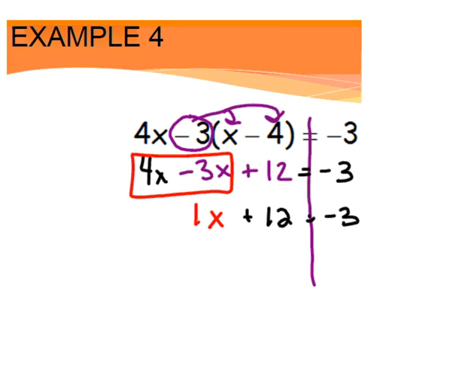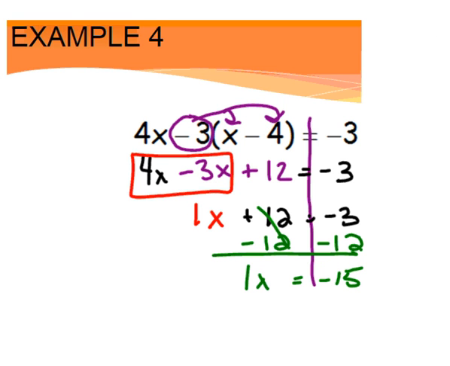Now that we've got all the simplifying out of the way, the combining like terms and the distribution, we can start to solve. So we want to inverse the constant on the side with the variable. So on the side with the variable, we're going to look at the constant, which is that plus 12. We can inverse that with a minus 12 to both sides. So 1x is going to equal negative 15.